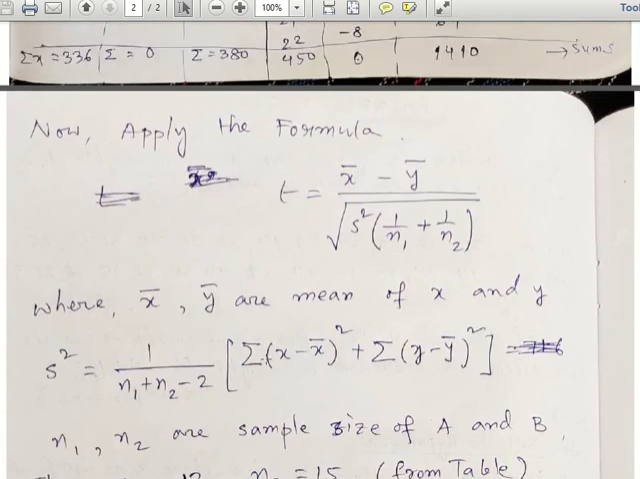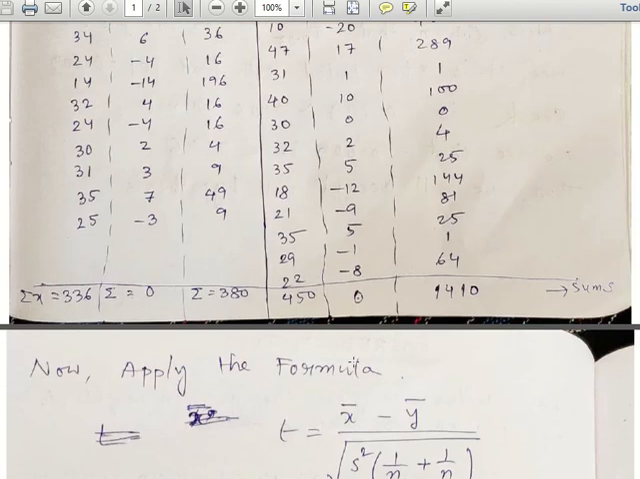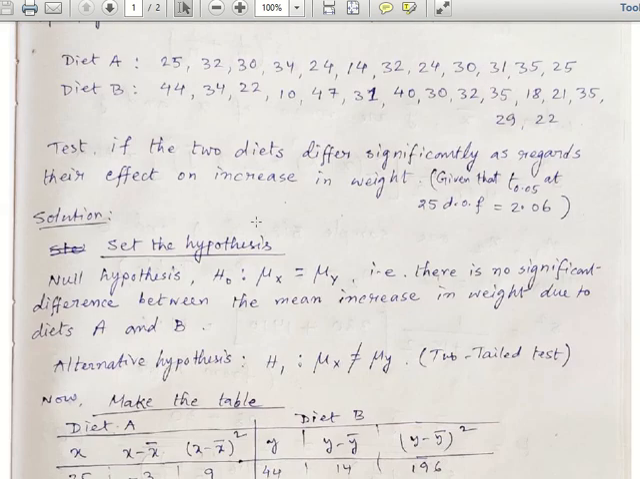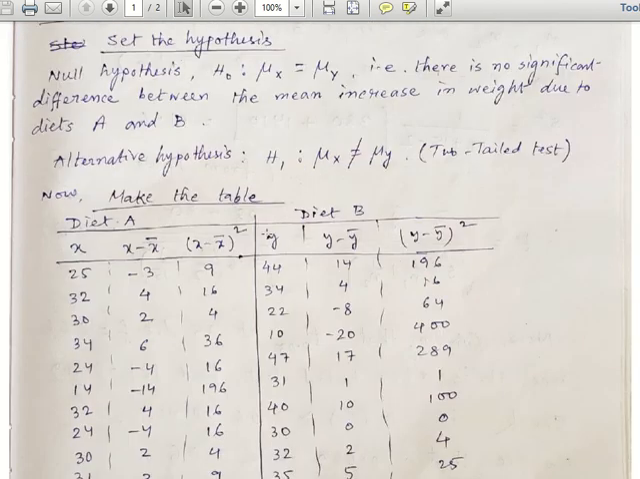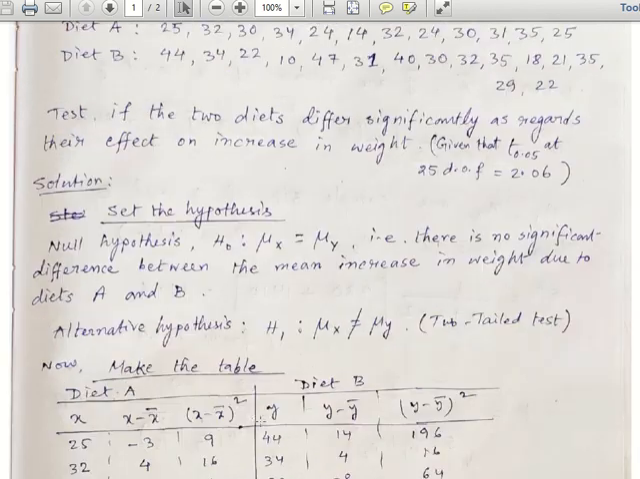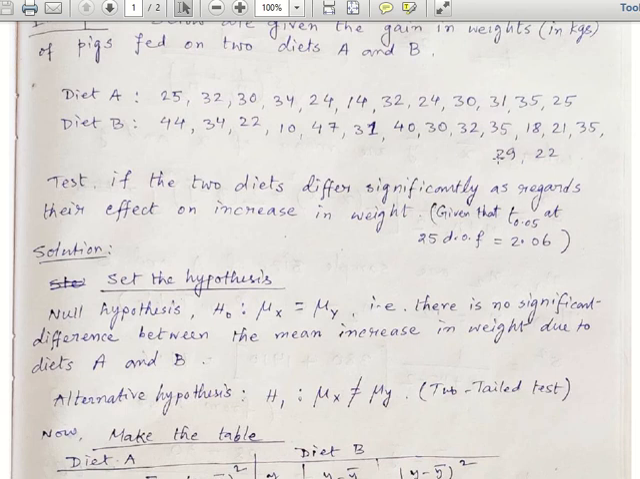Now we should calculate the summation of x minus x bar whole square and the summation of y minus y bar whole square. How can you get it? Just make this table. These are the x data, which are already given in the question, and these are the y data, also given in the question. The x data represent diet A, and y represents diet B.